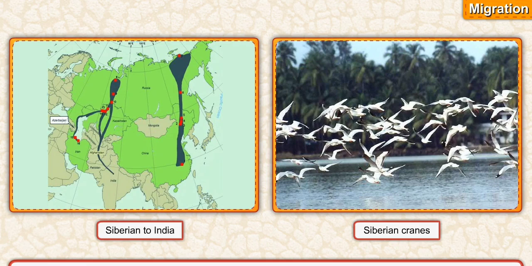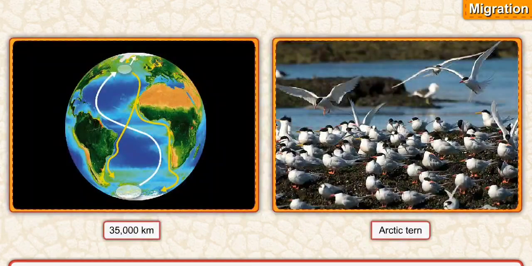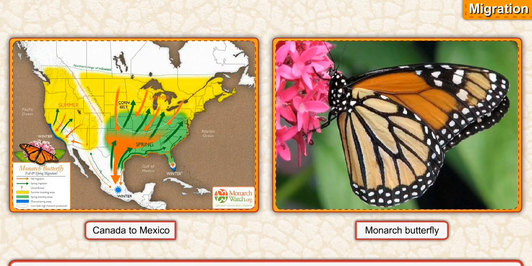Siberian cranes migrate to India every year in winter. They fly back to Siberia with the onset of summers. Arctic tern travels from Arctic to Antarctic twice a year. It covers a distance of around 35,000 kilometers. Monarch butterflies fly from Canada to Mexico in the winter season.